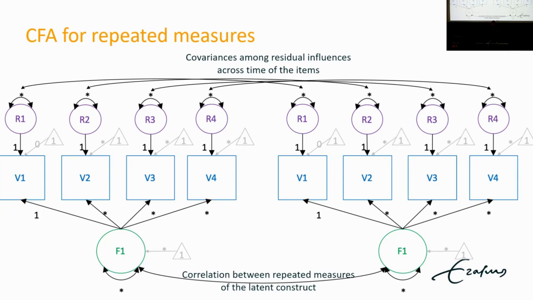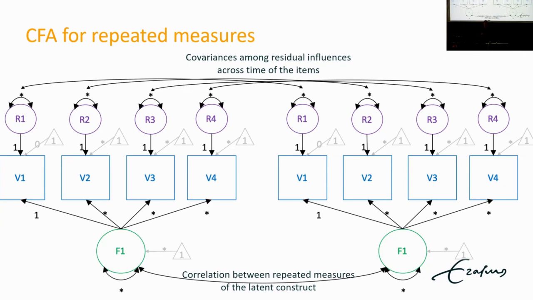So the residual factors are also allowed to be correlated. That's why for each item, you see that the residual factor can correlate or co-vary with that same item on the other time point. Not across items. You could also do that, but that's typically not the way it's being modeled.